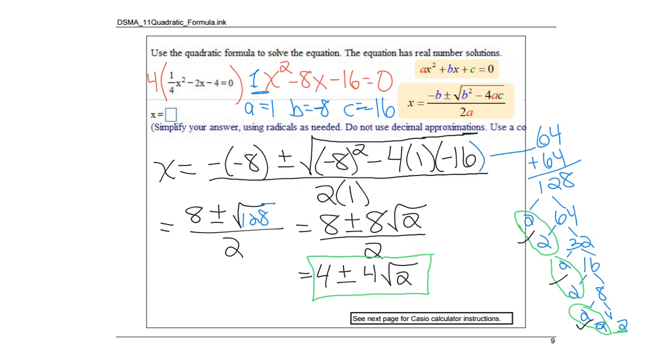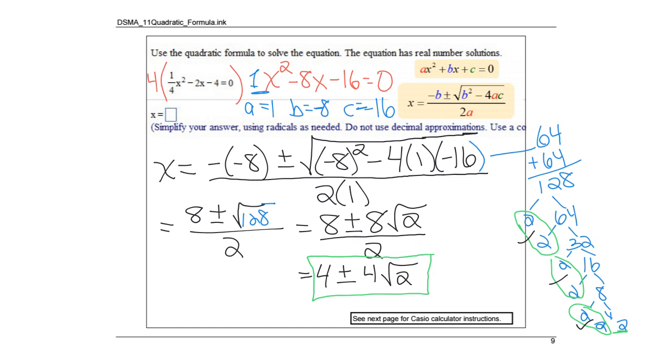And you're thinking, what kind of answer is that? Well, if we put it in our calculator and hit our FD key, you would see it's just a decimal. It's not a pretty decimal. It's what we call an irrational number. It's a decimal that goes on forever, but it is a decimal. And so this is the exact answer.